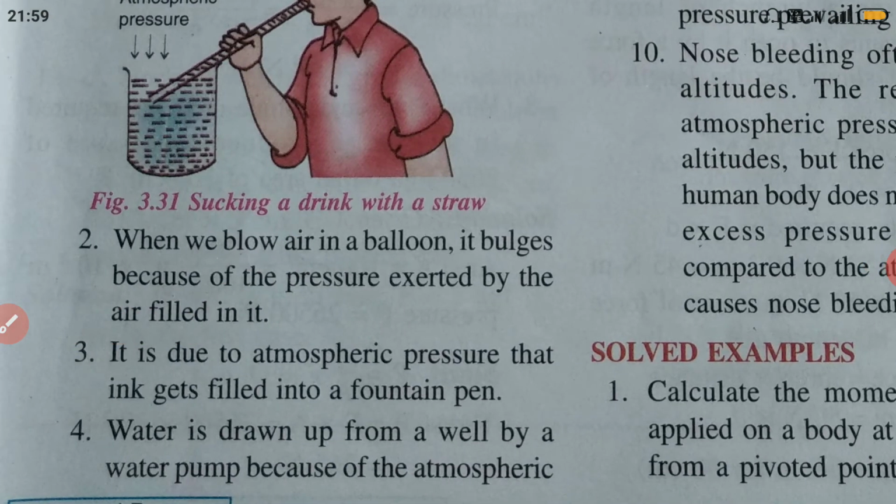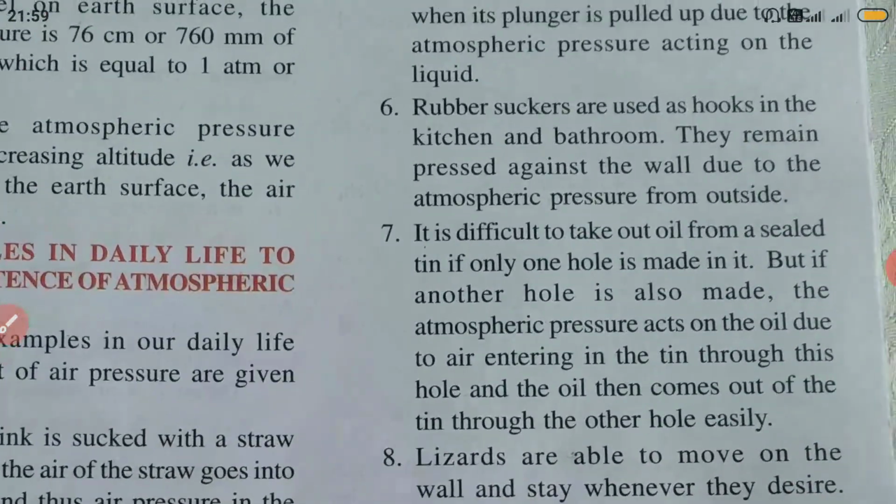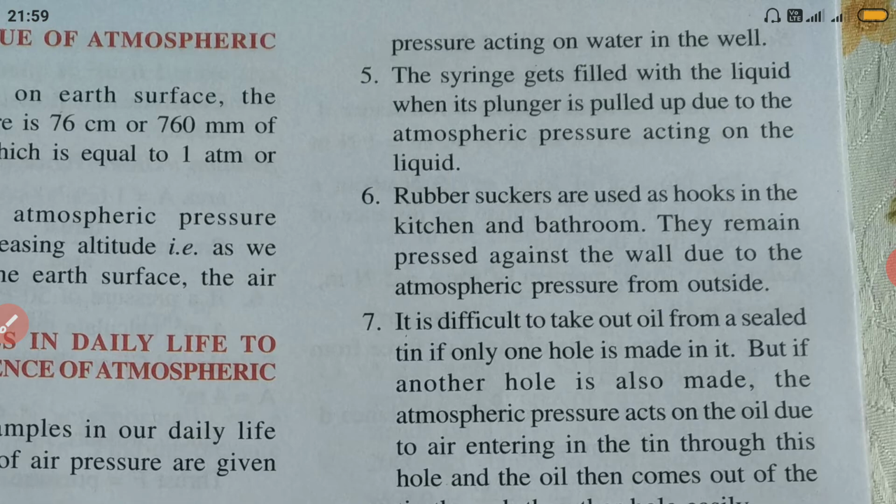Number 4, water is drawn up from a well by a water pump because of atmospheric pressure. I hope you know what a water pump is. I'll be sending a video on this. Number 5, the syringe gets filled with the liquid when its plunger is pulled up, due to the atmospheric pressure acting on the liquid. So it's same as the fountain pen. The medicine gets filled in the syringe with the help of atmospheric pressure.